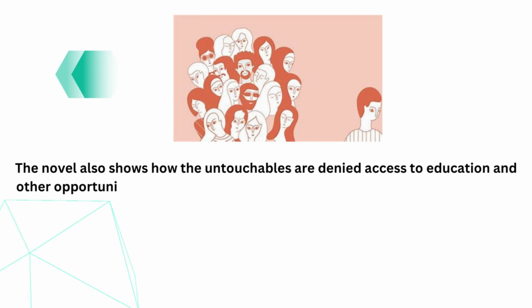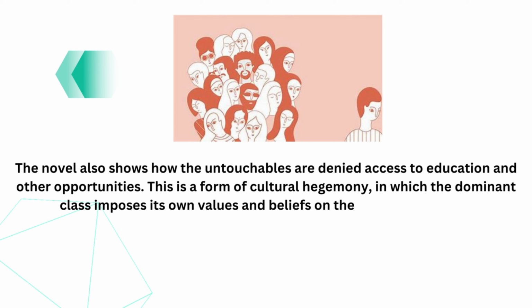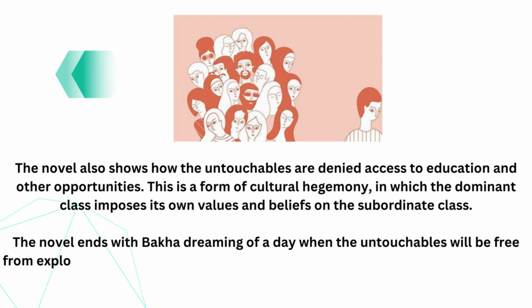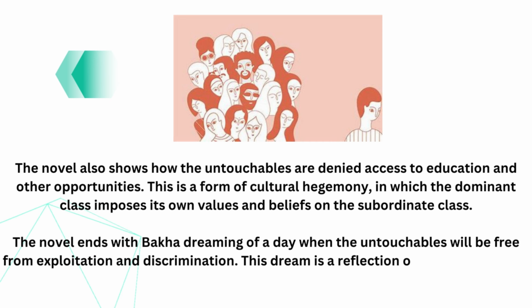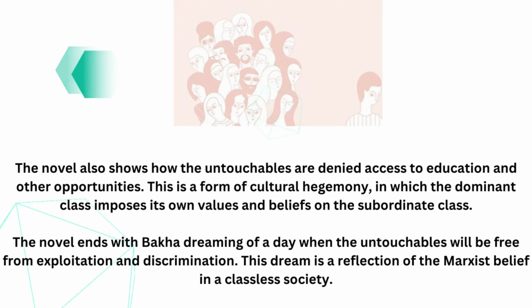This is a form of cultural hegemony, in which the dominant class imposes its own values and beliefs on the subordinate class. The novel ends with Bakha dreaming of a day when the untouchables will be free from exploitation and discrimination. This dream is a reflection of the Marxist belief in a classless society.